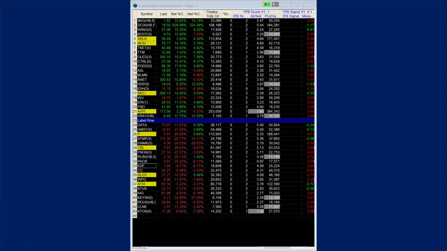And there's a few things on here that I'll explain. First of all, we have the symbol. These are the stocks that I'm monitoring. At the top are the stocks that are buy candidates. At the bottom are stocks that are short sell candidates. You can see last price, net percent change, and net percent change from open.